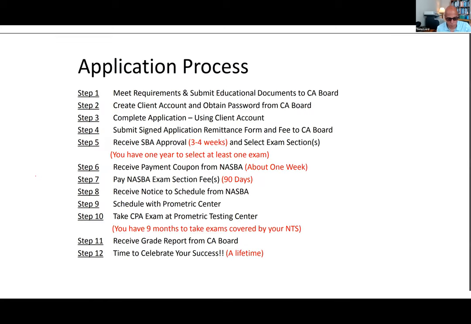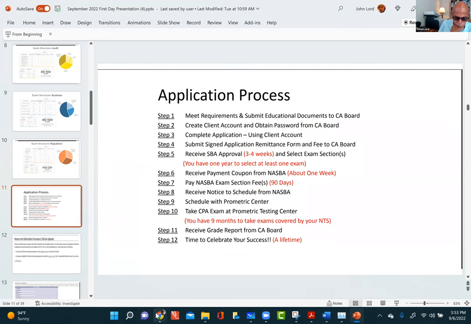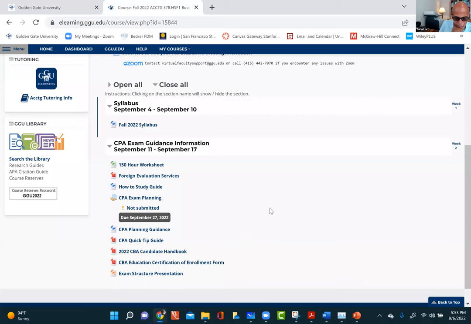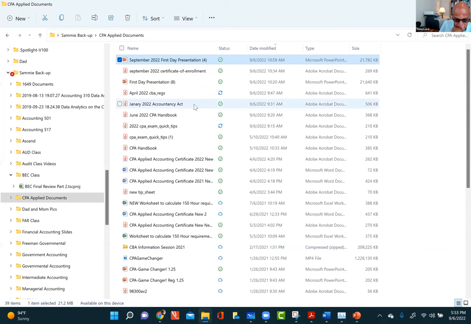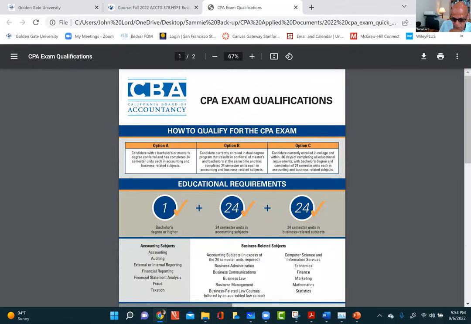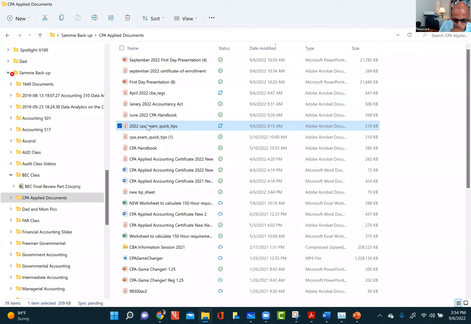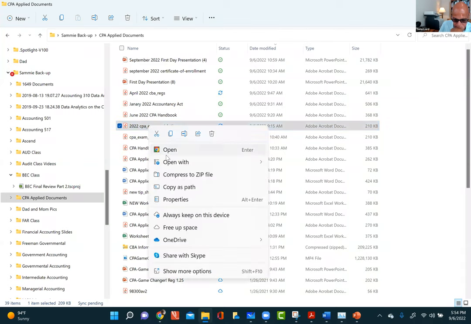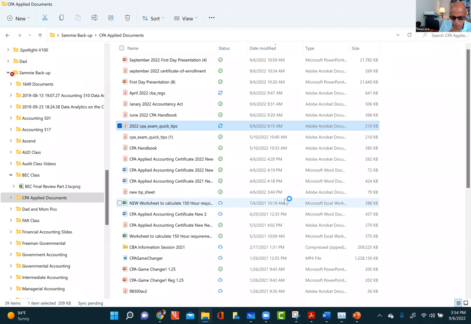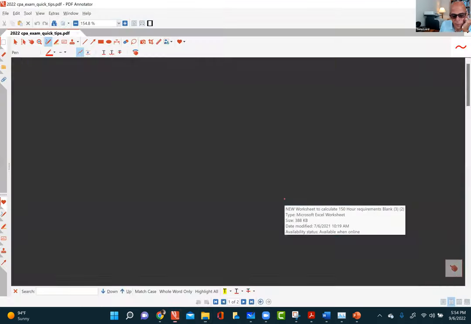Okay, so I'm going to come back to this slide in a second, but I think it is visually better for you to look at this CPA quick tip guide, okay? So you can open that and look at that again. I'm going to try to open it from my desktop here because I get tired of having to download the same document over and over. Maybe I'll open it with my annotator in case I need to write on it somehow.